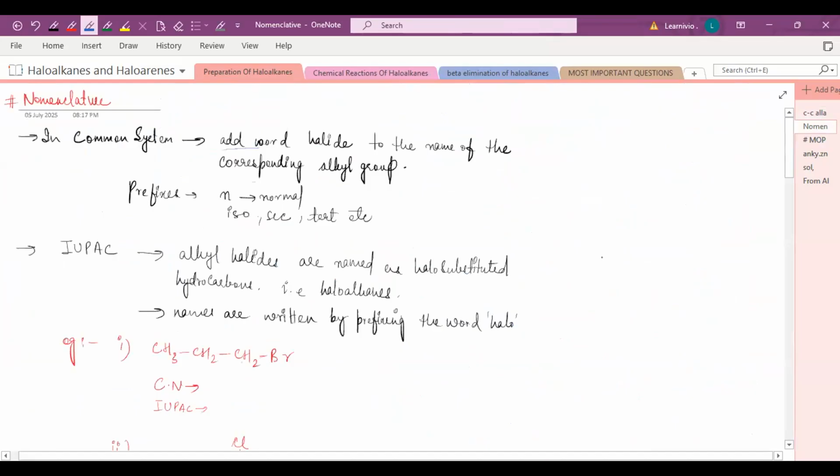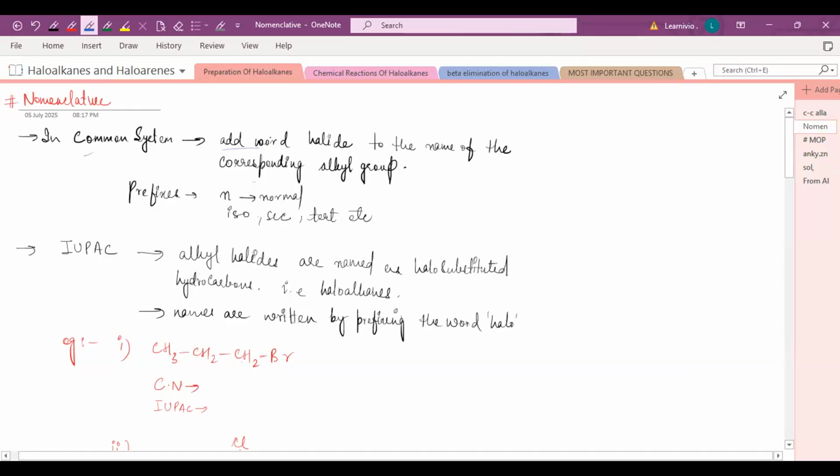Actually, we have done this nomenclature. Through examples we have discussed this nomenclature. But no problem. Let's discuss it once again. Nomenclature. In common system, which is not very important, the IUPAC nomenclature is very important. The question can come from that part. And in the boards, 1 mark questions where they can ask to write the IUPAC nomenclature of this. So that's important.